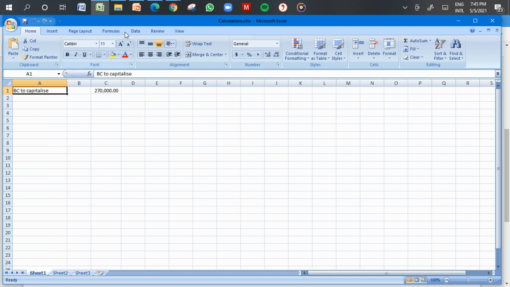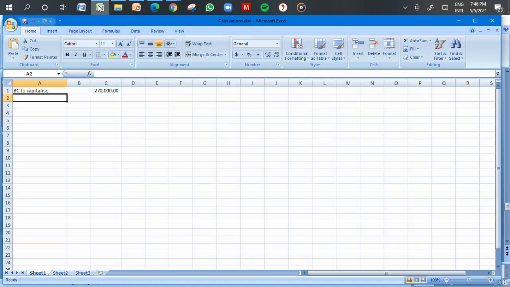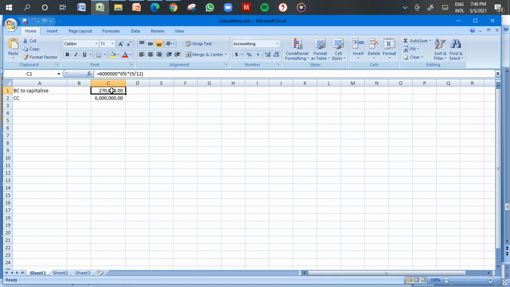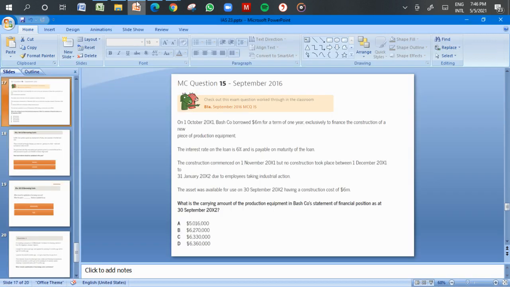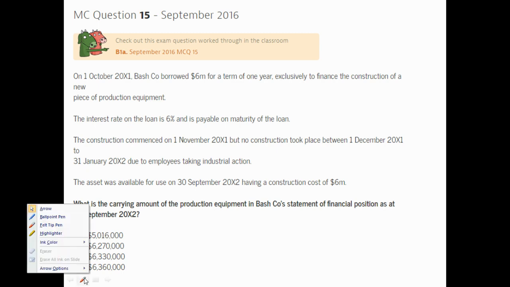Okay. Then we are also told the expenditure that we incurred in total for that asset. We are told that the asset was available for use on 3rd September 2002, having a construction cost of 6 million. So the expenditure construction cost is 6 million. So in total, this will be the carrying amount at 3rd September 2002. So this is how we were supposed to calculate the carrying amount. You should have that here, which is number B. This is how you would calculate the amount of interest to be capitalized.